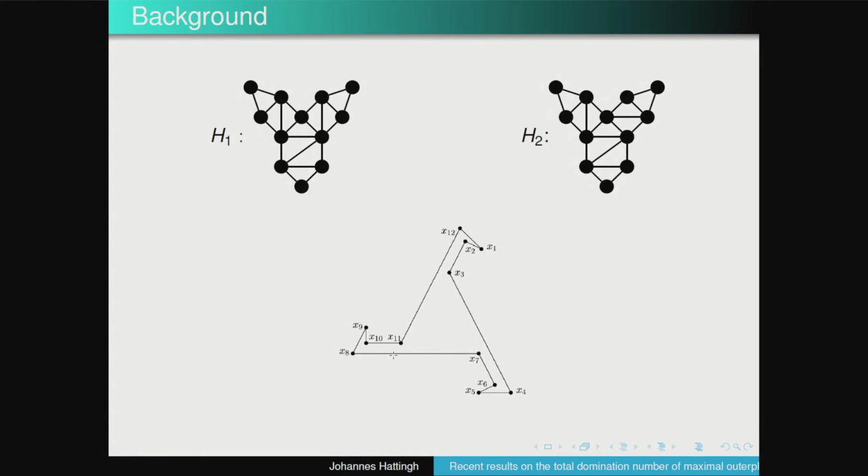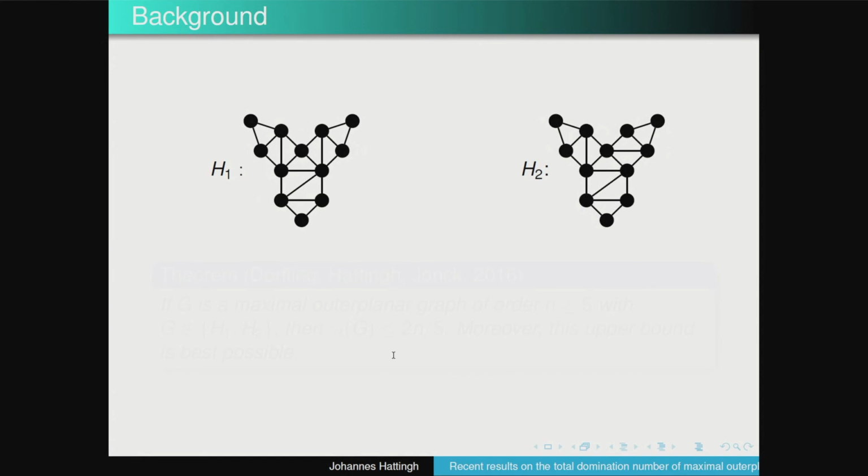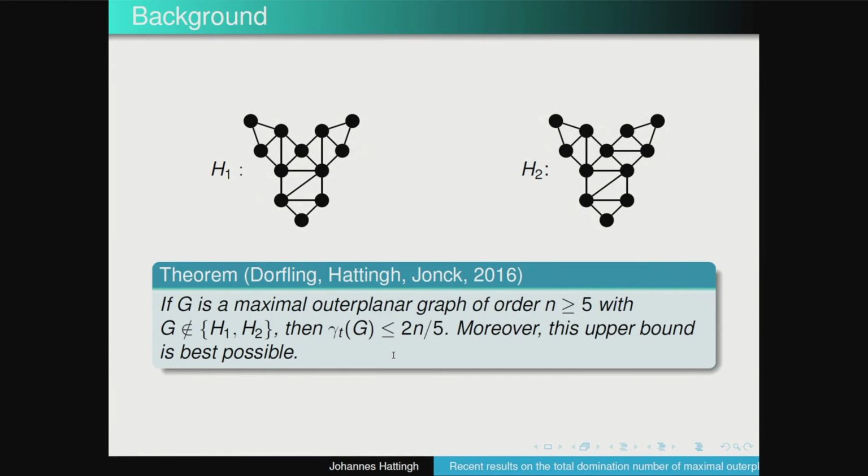And now, independently, not knowing of anything about this, we prove the following result. So if G is a maximal outerplanar graph of order at least 5, and G is not one of those exceptional outerplanar graphs, which you can actually get from triangulating that problematic art gallery of order 12, we can show that gamma T of G is at most 2n over 5. And we can also show that this upper bound is best possible.